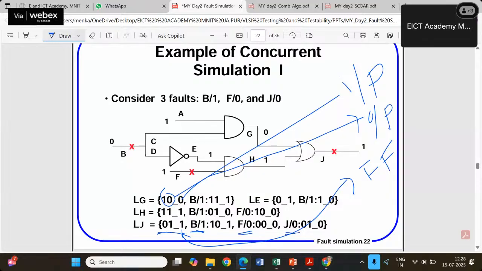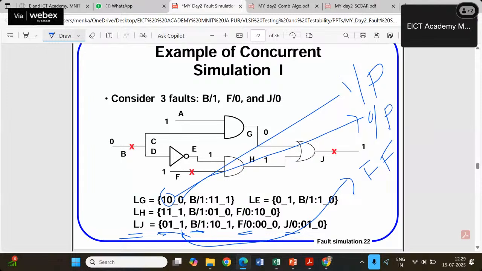For G stuck at 0, J stuck at 0, how is it going to change? As the fault is propagated, you can see the memory allocation is more. For example, for LJ, how much memory does it require? It will retain this copy. This is 0, 1, slash 1. Fault free, 3 bits are required.